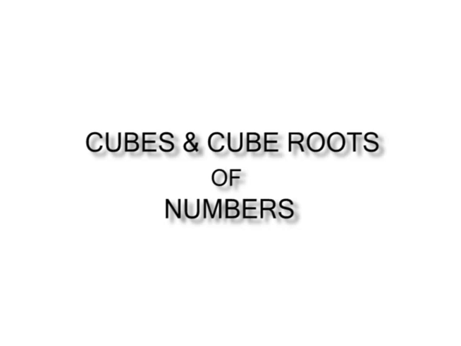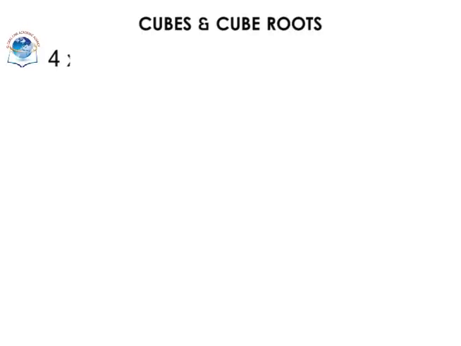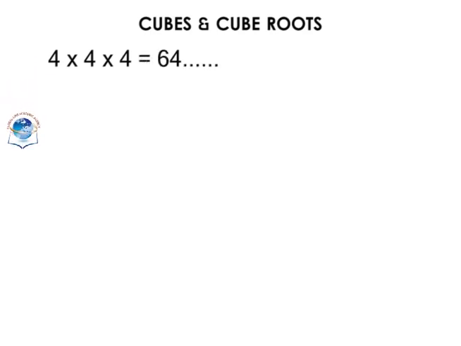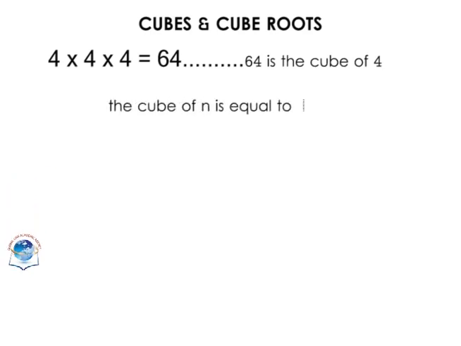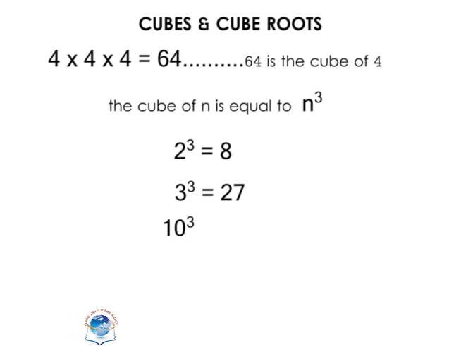Chapter number 1: Cubes and cube roots of numbers. When a number is multiplied by itself 3 times, the product is called its cube. For example, 4 times 4 times 4 is equal to 64. We say that 64 is the cube of 4. The cube of a number n is given as n raised to power of 3. And so 2 cubed is equal to 8, 3 cubed is 27, and so on and so on.